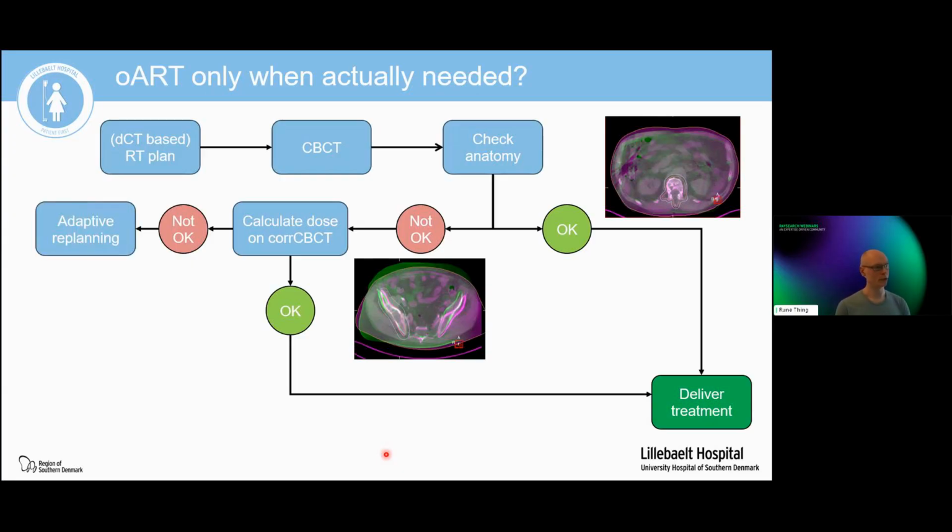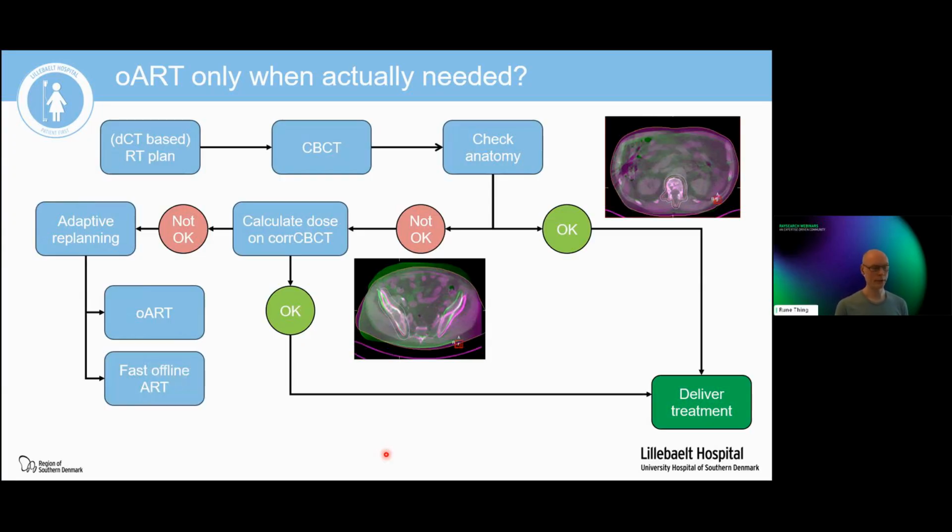If the calculated dose is not fine, we should consider adaptive replanning. And here we have 3 options. One is to do online adaptive. Leave the patient on the couch, do your procedure, accept that it will take you 20-30 minutes before the fraction is ready to deliver. You could also do fast offline ART.